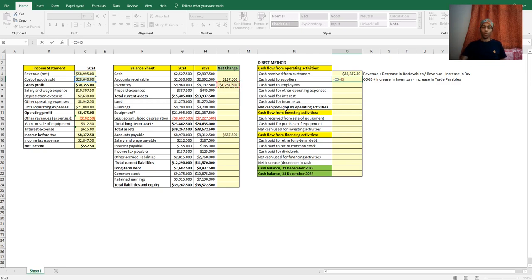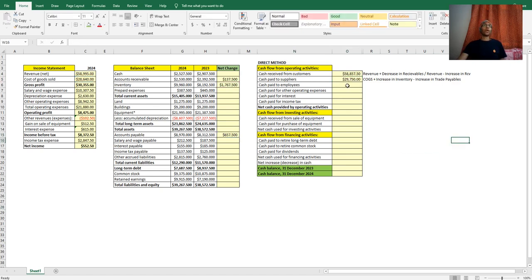Because payables has also increased, we decrease that increase in payable amount, because that is the cash which has not gone out, which is shown by the figure of COGS plus increase in inventory. That is a figure which does not consider the increase in payables. So we reduce it by the increase in payables also.